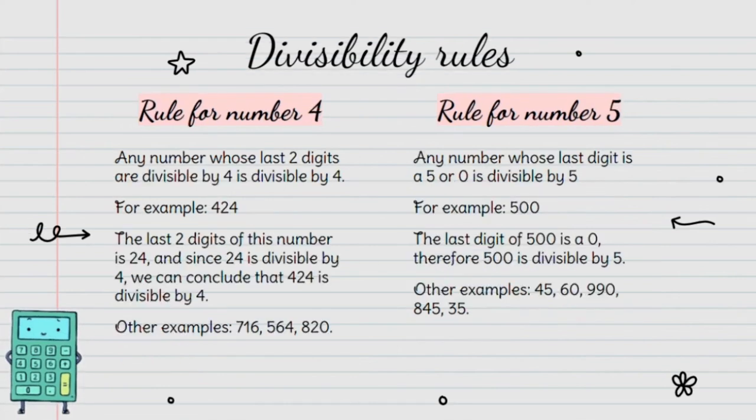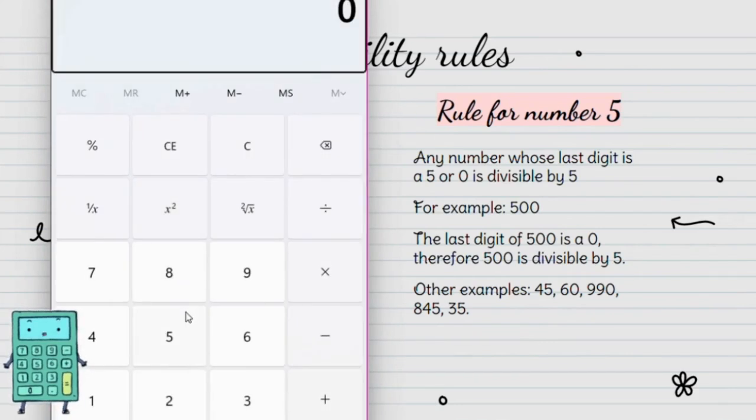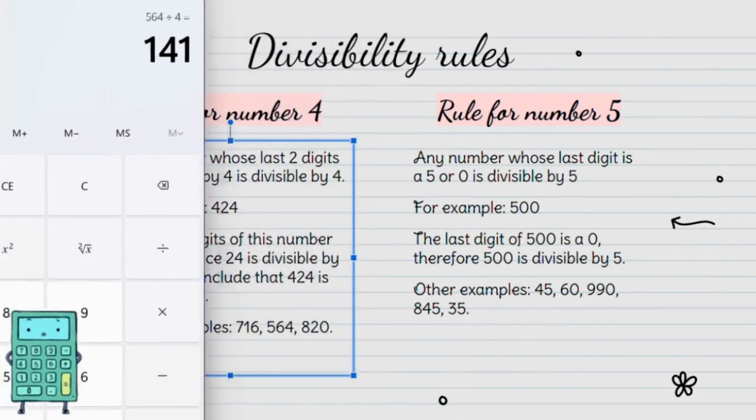Okay, now the rule for number 4 says that the last 2 digits of the number you're looking at has to be divisible by 4. So I've given you some examples here and we can test it out with the calculator. So 64 is divisible by 4 because it equals 16. So we're going to try it out. 564 divided by 4.